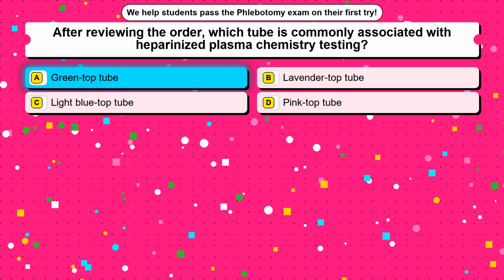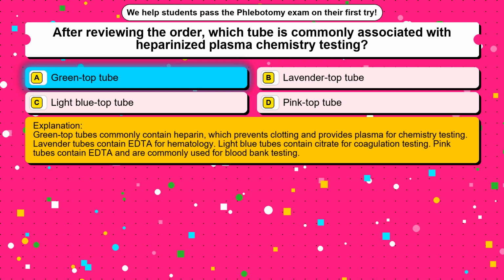The correct answer is option A, green top tube. Green top tubes commonly contain heparin, which prevents clotting and provides plasma for chemistry testing. Lavender tubes contain EDTA for hematology. Light blue tubes contain citrate for coagulation testing. Pink tubes contain EDTA and are commonly used for blood bank testing.